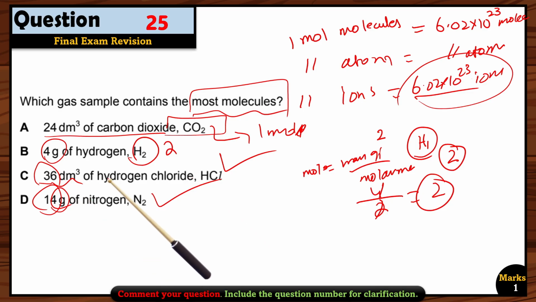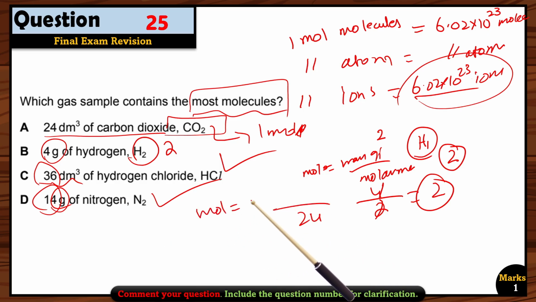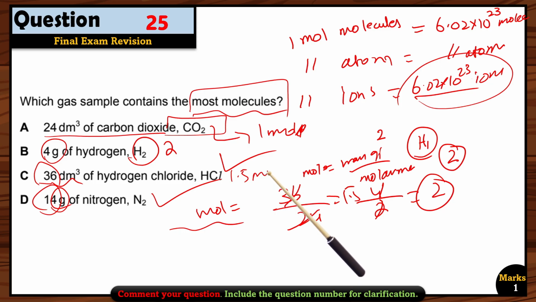Let's see 36 dm cube of hydrogen chloride. So for hydrogen chloride gas, 36 versus 24, right? 24 is for 1 mole, and the mole formula is volume divided by 24. So it is 1.5. This is another formula for the moles of a gas. If you want to calculate the moles for a gas, use this formula. I will give you these formulas in the next question. So this is 1.5 mole.